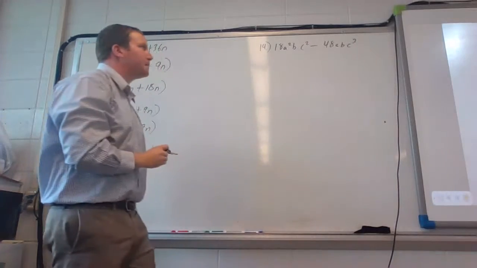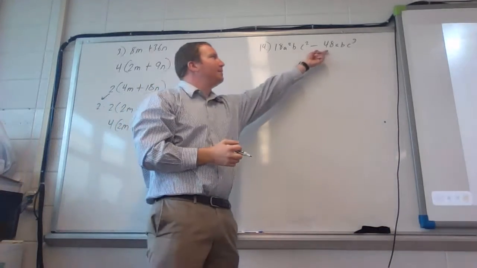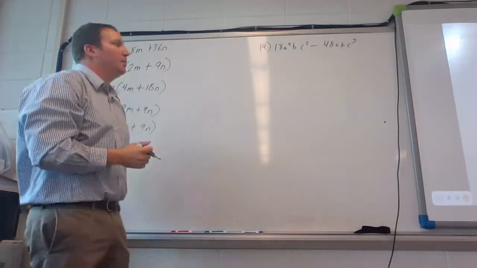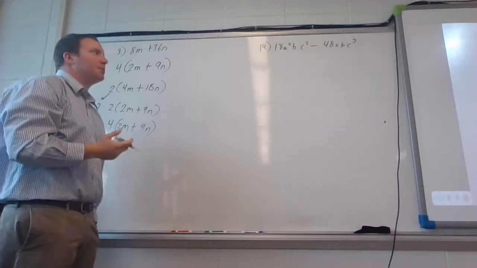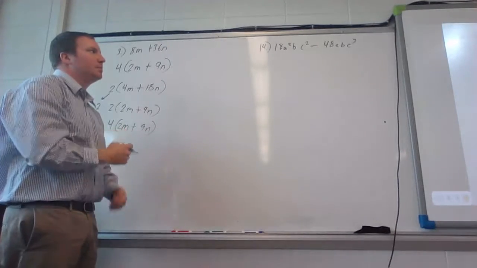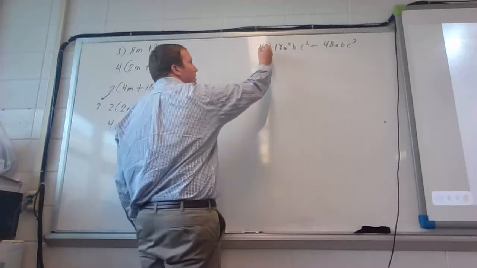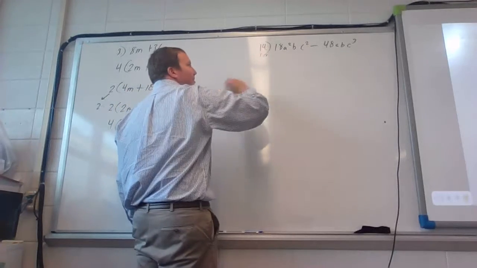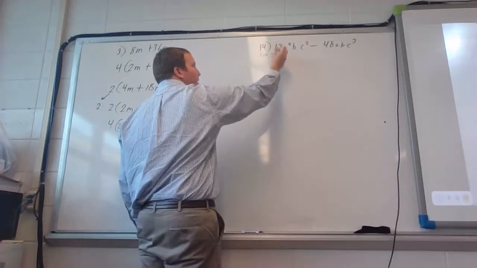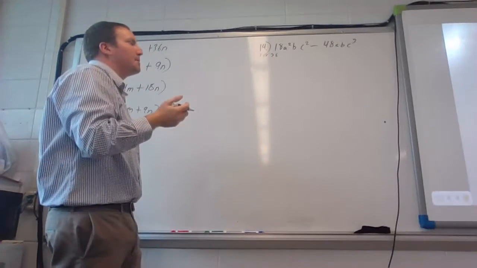Okay. First thing we want to look at is our numbers. We've got 18 and 48. What is the greatest common factor between those two? Again, kind of think about it. 1 times 18 is 18. 3 times 6. That's about it.